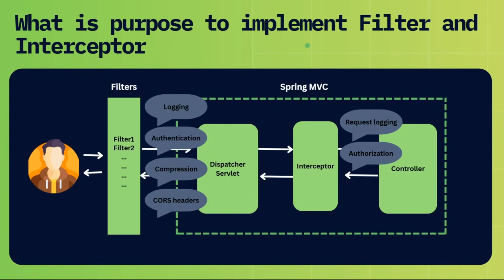Interceptors can also be used to change the locale or UI theme dynamically based on the request. For example, if a user selects a different language or theme preference, an interceptor can detect that and adjust the view rendering accordingly. These use cases make interceptors powerful tools for controller level logic without touching the controller code itself.